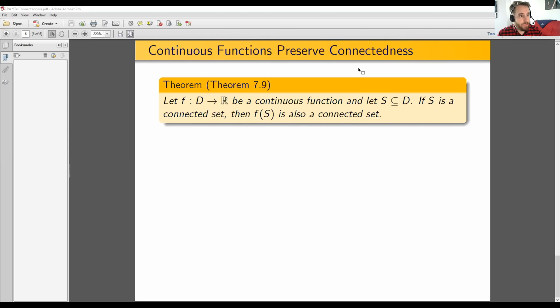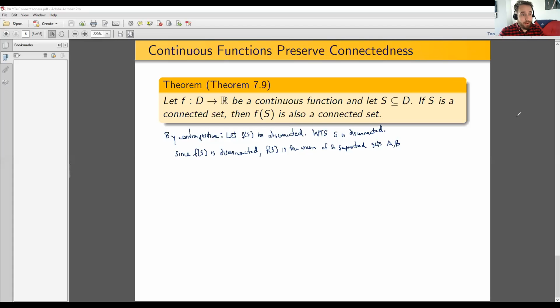So to prove this, we actually want to work by contrapositive, which means that we want to try to show that if f of S, the image of S, is not connected, then S itself was not connected to begin with. So that will be our contrapositive statement. I will go ahead and write that up right now.